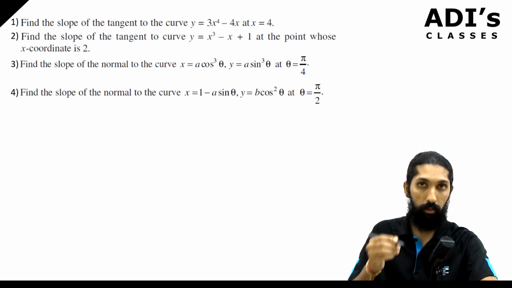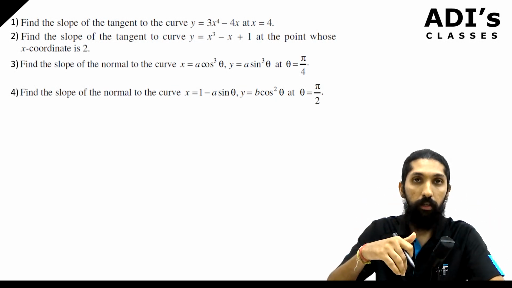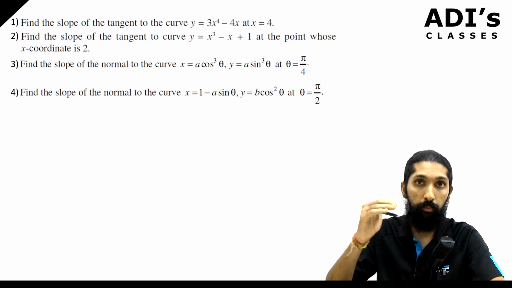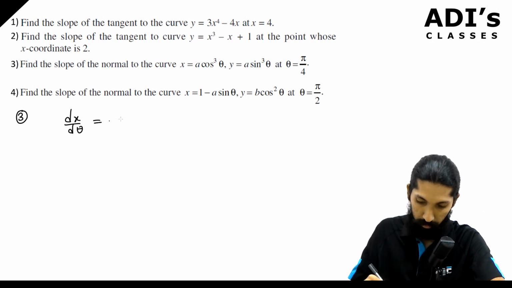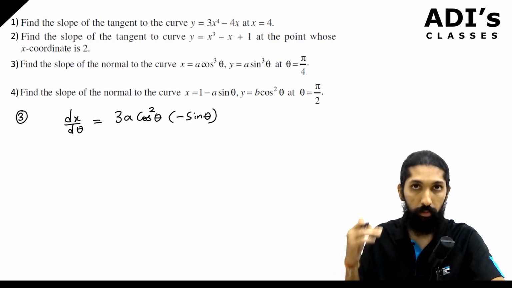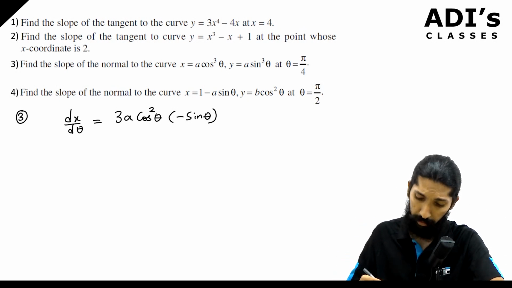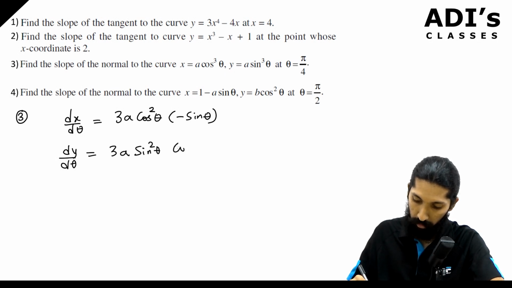All right. The third one talks about the slope of the normal. See, first find the slope of the tangent, then we take the negative reciprocal to get the slope of the normal. Fair enough? So here we have first dx by d theta. This is going to be 3a into cos square theta into minus sine theta. Remember, we have to use the chain rule to get this done. So this is dx by d theta. Dy by d theta is going to be 3a sine square theta into cos theta.